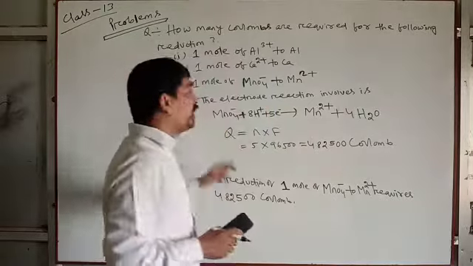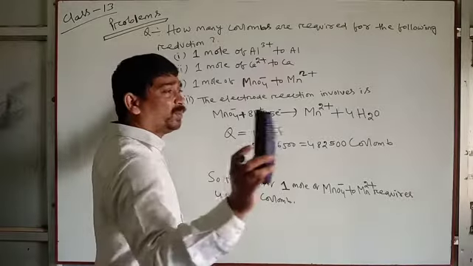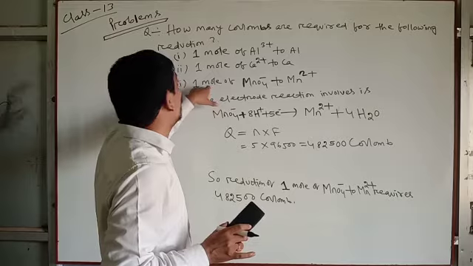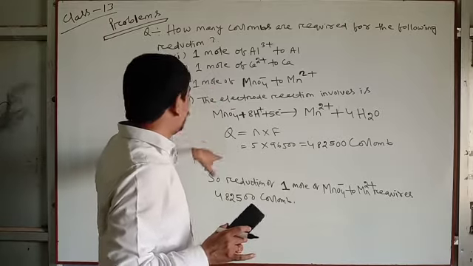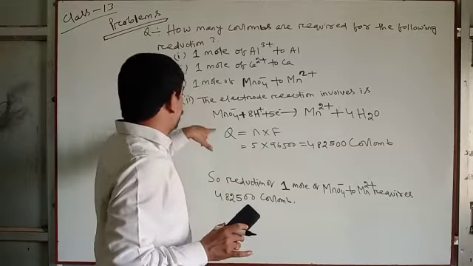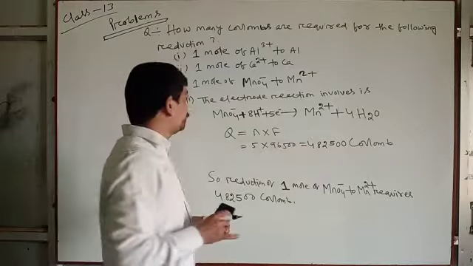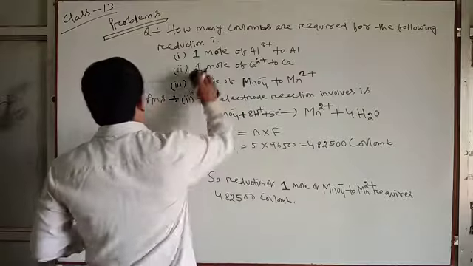This is a very important question. Here they put that question in multiple choice. How many coulombs are required for the following reduction reaction, or how much charge is required? Charge will be the quantity. Q equals NF. You will apply Q equals NF. Clear? Next problem.